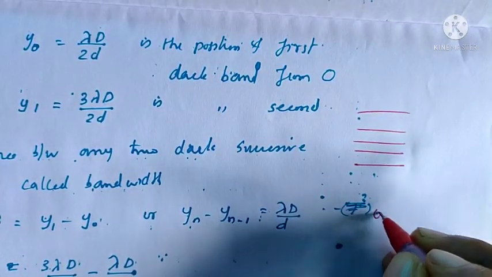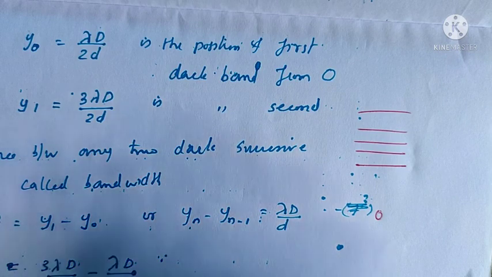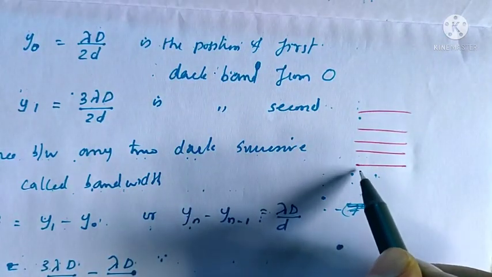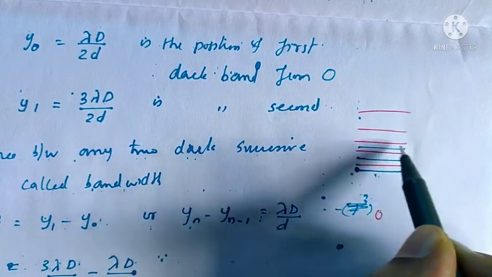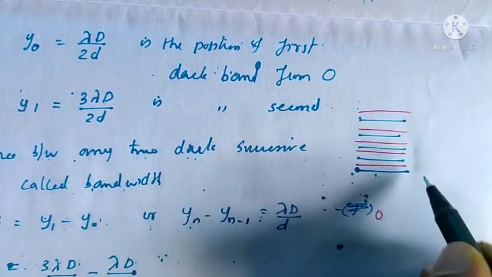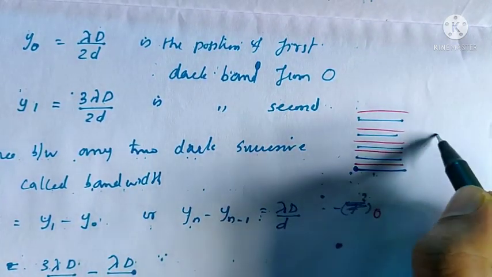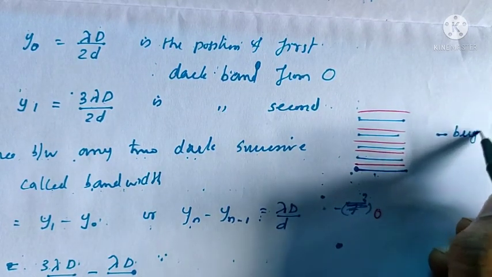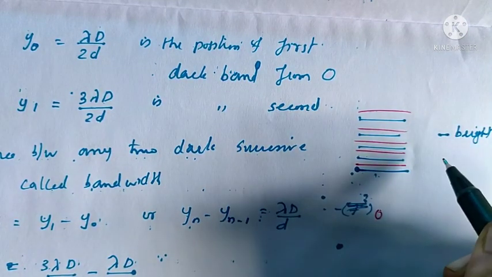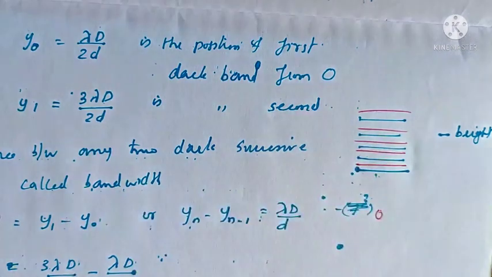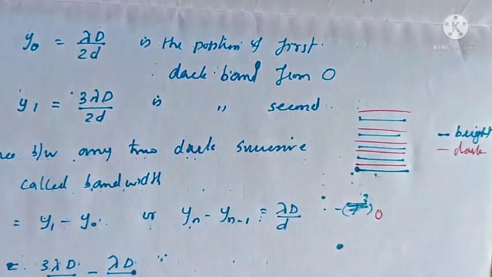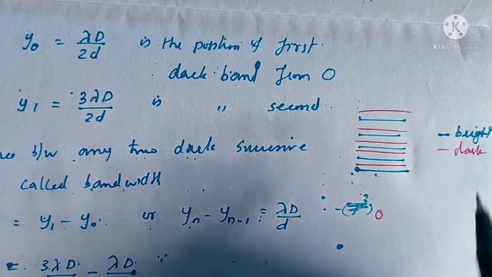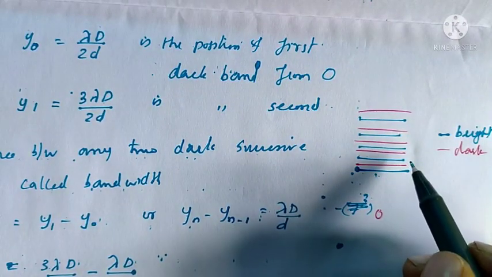This is the point O, bright. The blue lines are bright fringes, and red is for dark. Okay, so we'll get alternate bright and dark fringes on the screen.